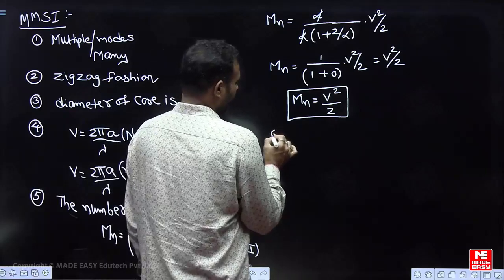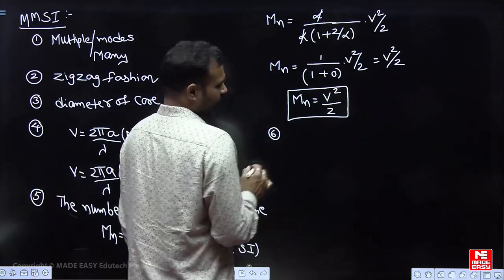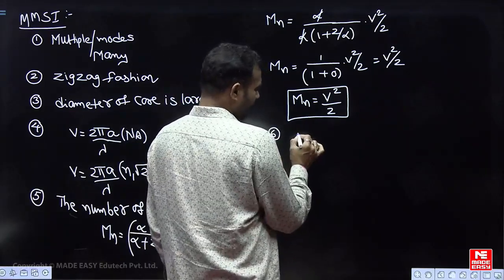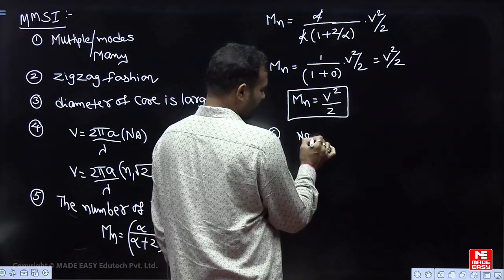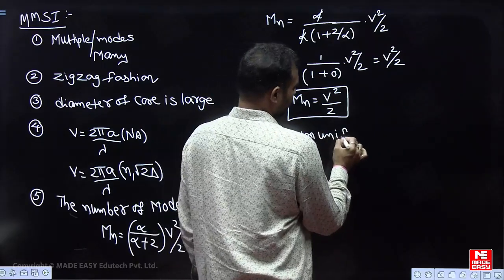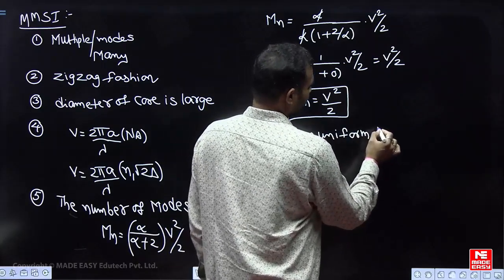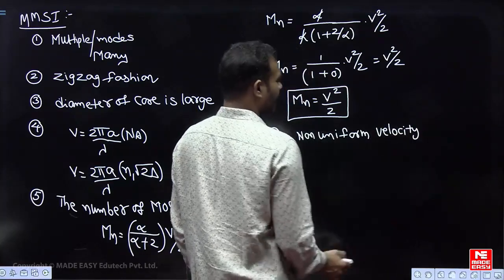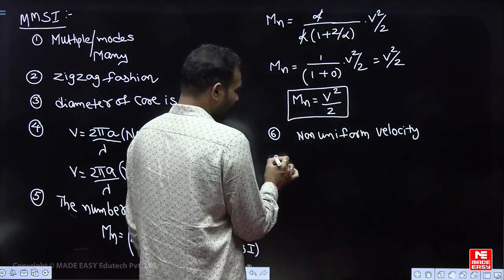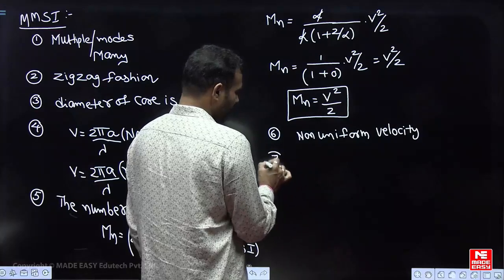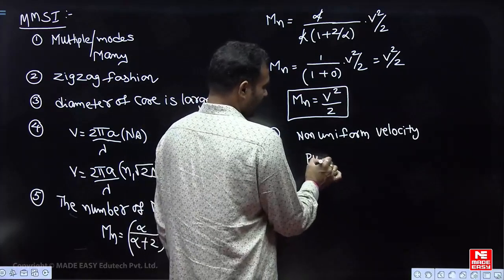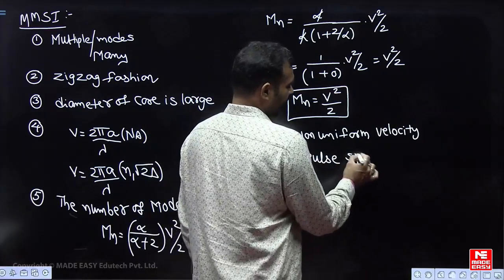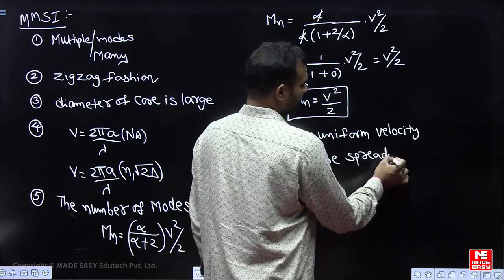Now coming to point number 6. Light does not travel with uniform velocity, light travels with non-uniform velocity. Whenever light travels with non-uniform velocity, the first important thing is that it creates dispersion in the pulse, which is pulse spreading. Pulse spreading occurs.